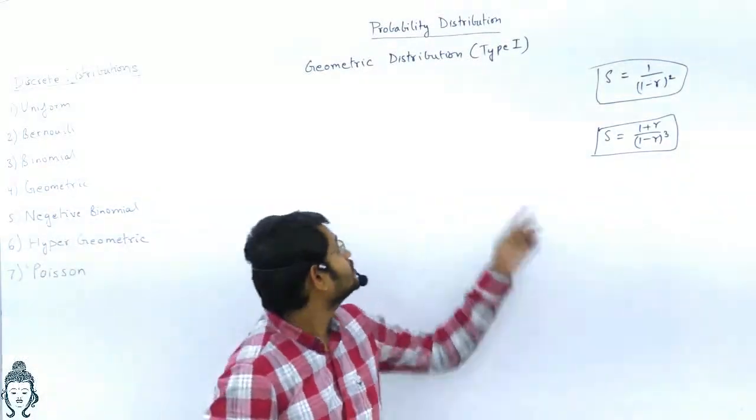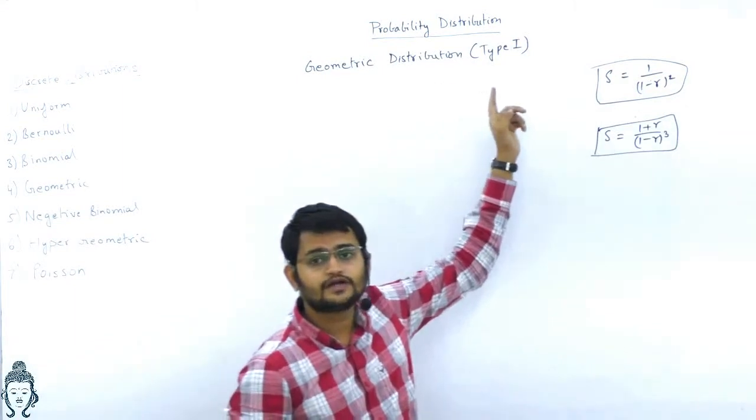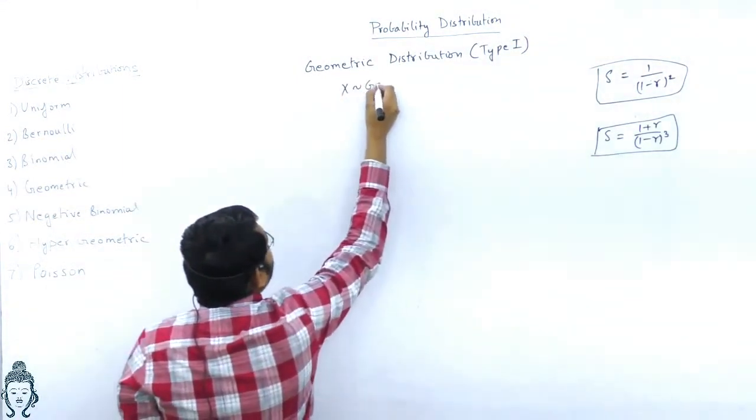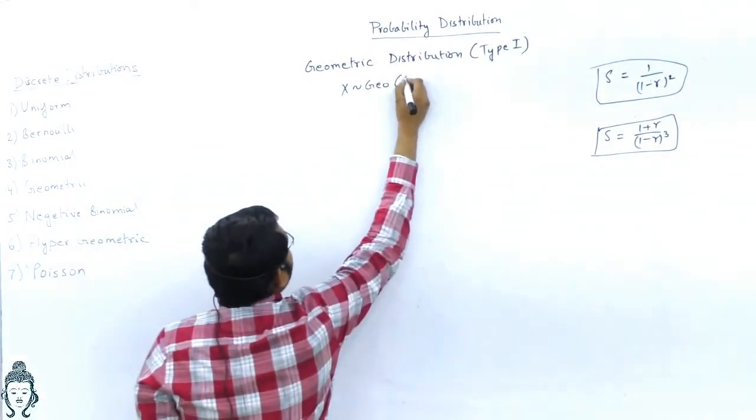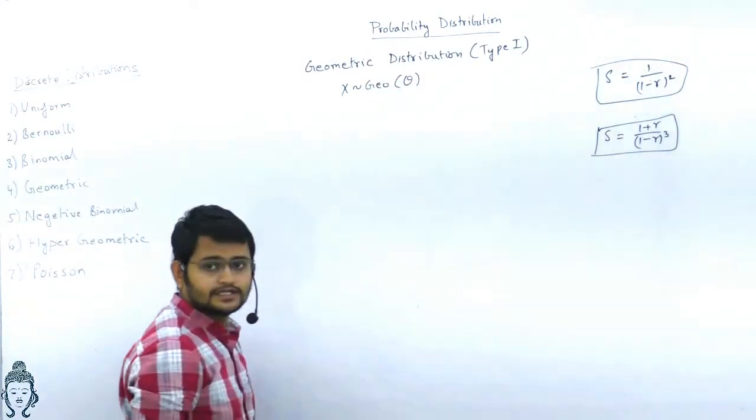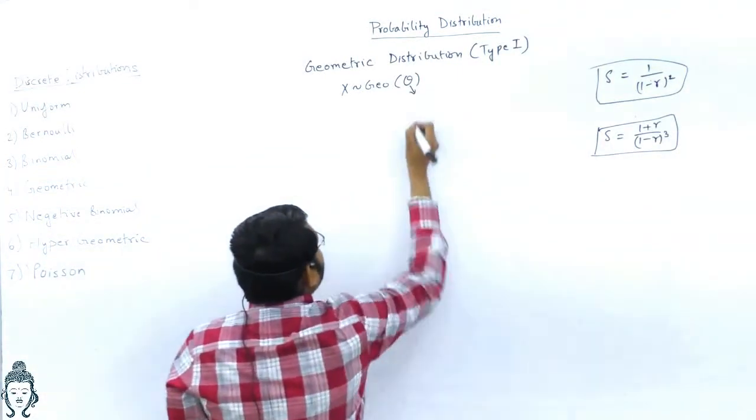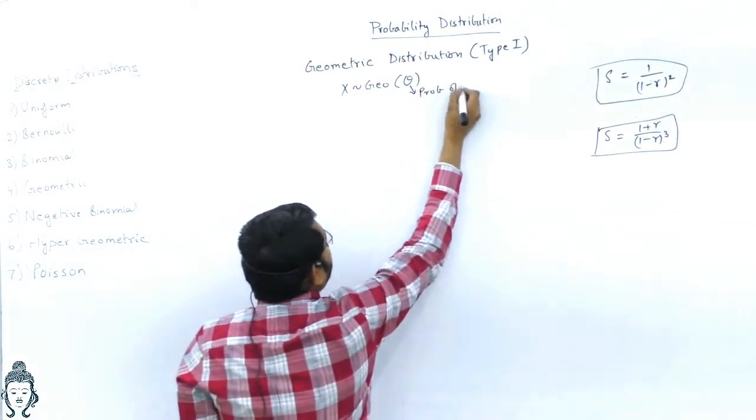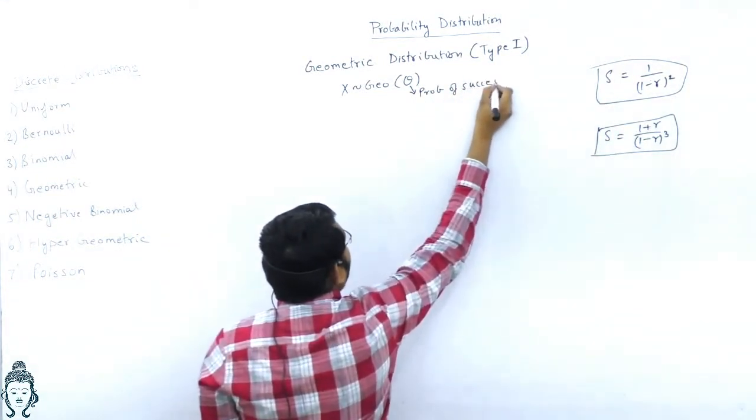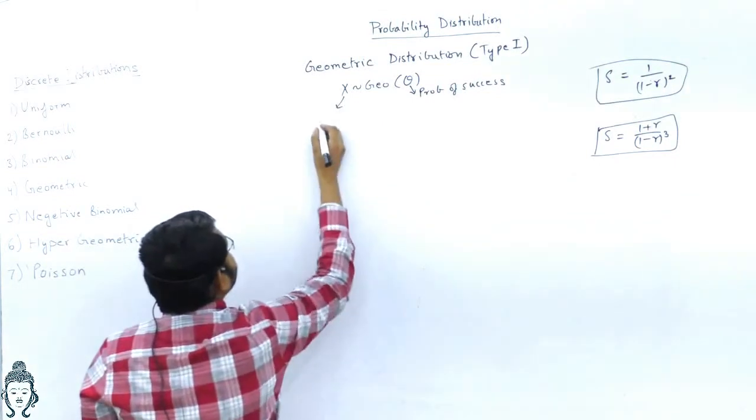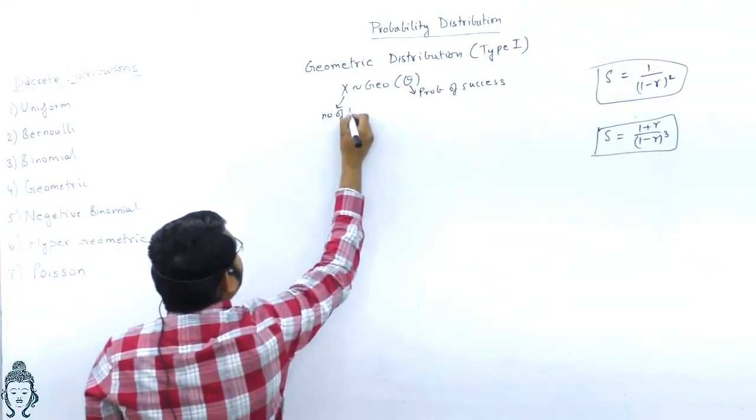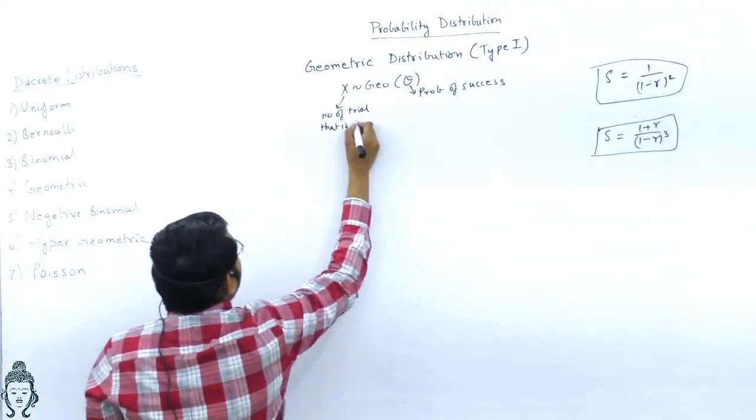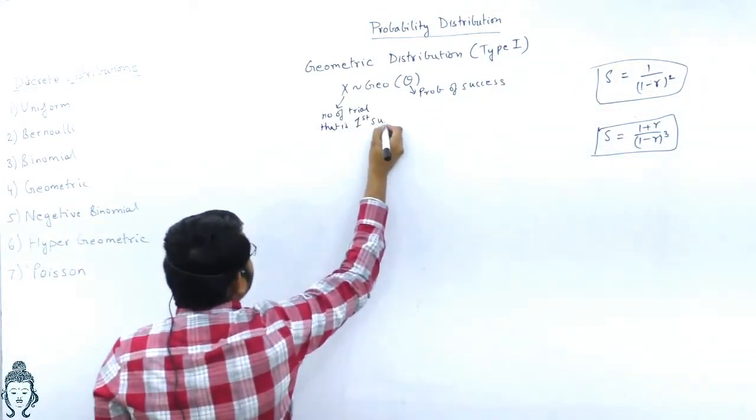Now let's start geometric distribution of type 1. First of all, we write it as X follows geometric, and we have only one parameter, that is theta. Now theta, we are going to always use as the probability of success. And here X is nothing but the number of trials until our first success.